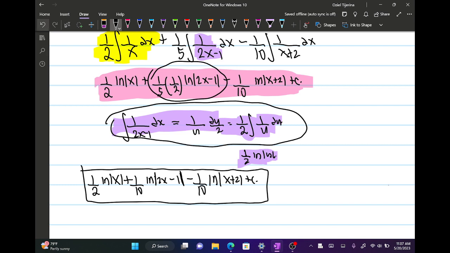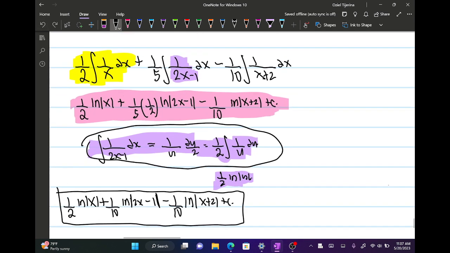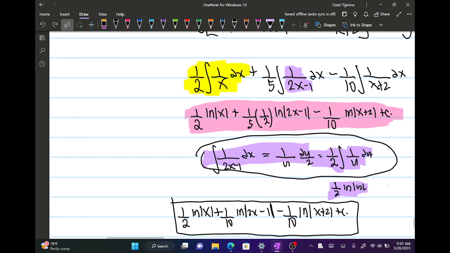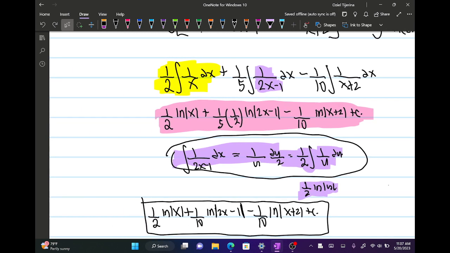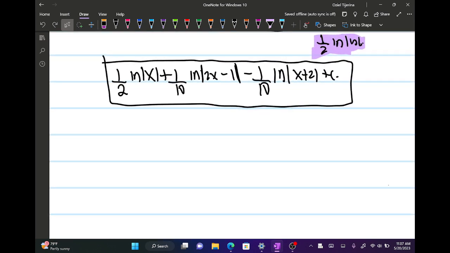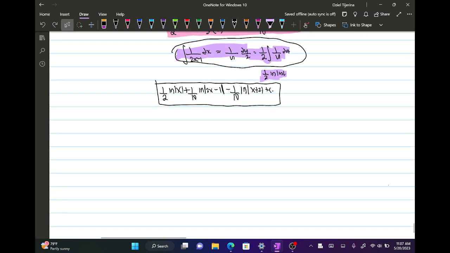And so then I did minus 1/10, and I just used my methods of integration to do simple integrals of rational functions. And this was what I ended up with: 1/2 natural log of absolute value of x plus 1/10 natural log of absolute value of 2x minus 1 minus 1/10 natural log of absolute value of x plus 2, plus the constant of integration c.